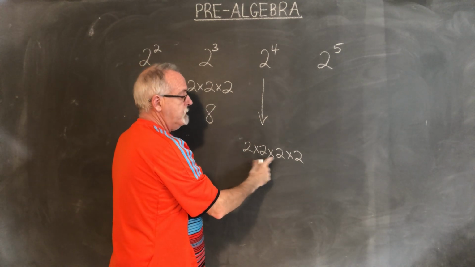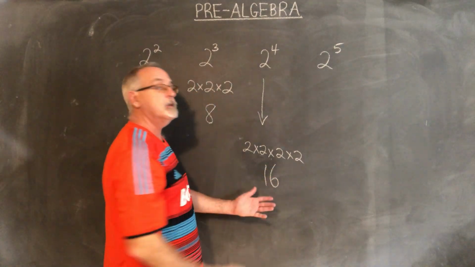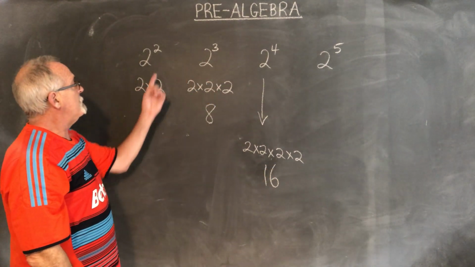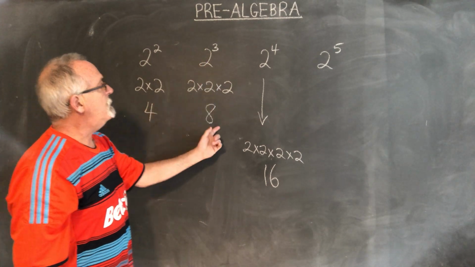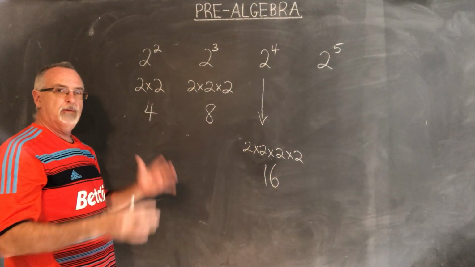2 times 2 is 4, times another 2 is equal to 8, times another 2 is equal to 16. It turns out that 16 is also a power of 2. 2 squared is 4, 2 cubed is 8, 2 to the 4 is 16. What's going to happen next? We start playing around with the patterns we're seeing.